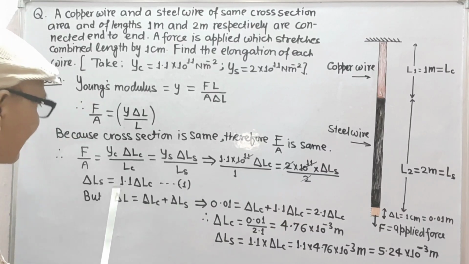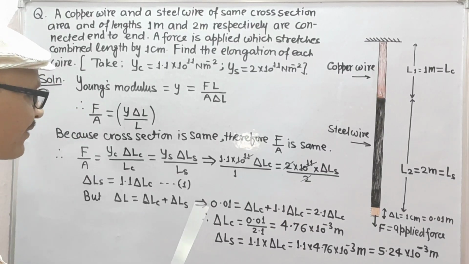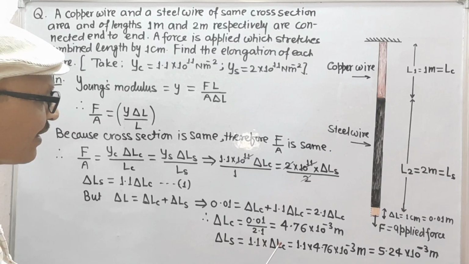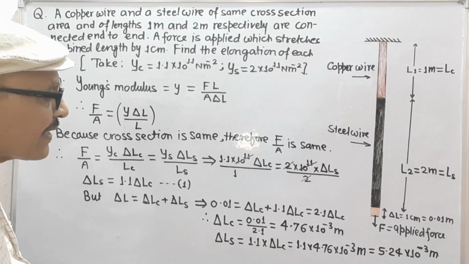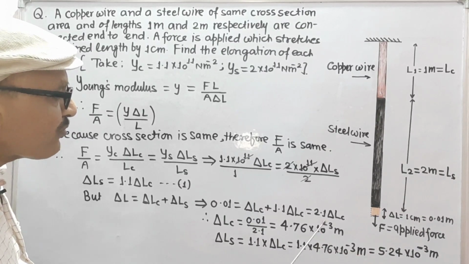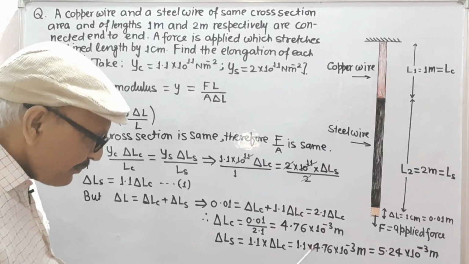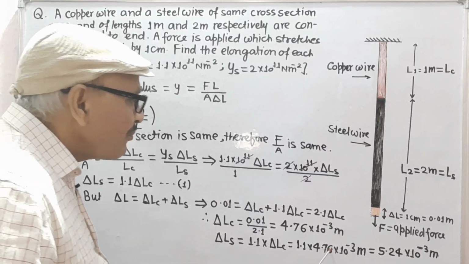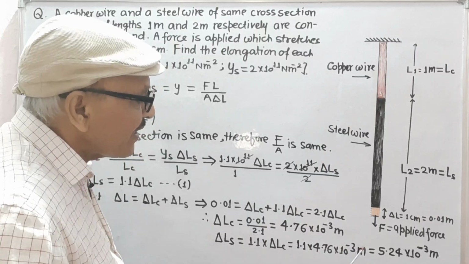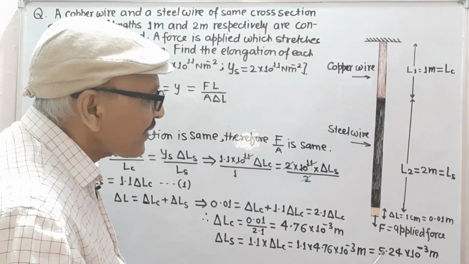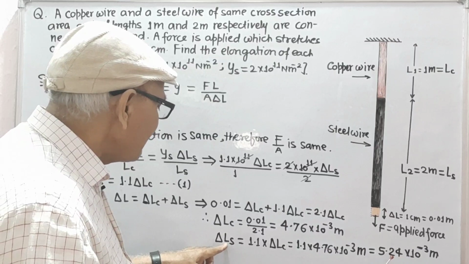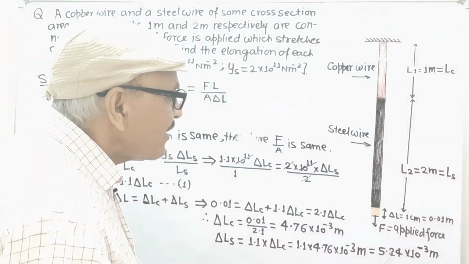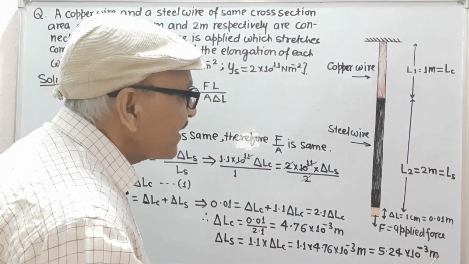Therefore, from this relation, the elongation of the steel wire will be 1.1 into delta L of copper. Delta L of copper has been calculated here. So, 1.1 into 4.76 into 10 to minus 3 meter gives the elongation of the steel wire as 5.24 into 10 to minus 3 meter.